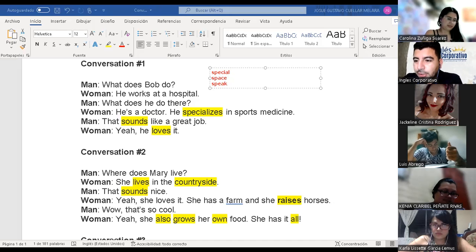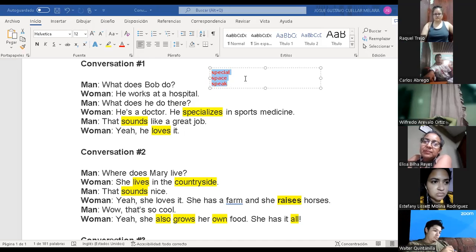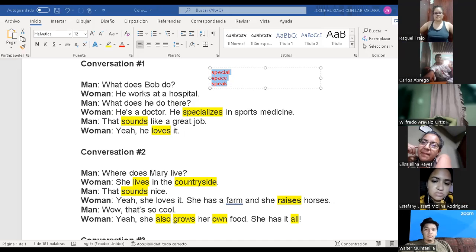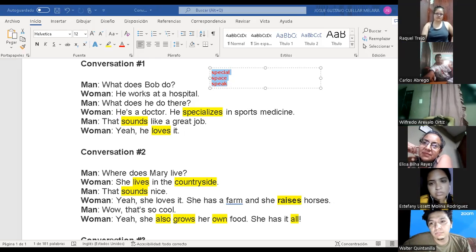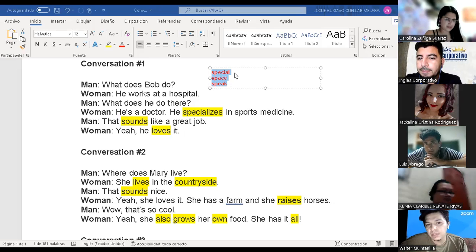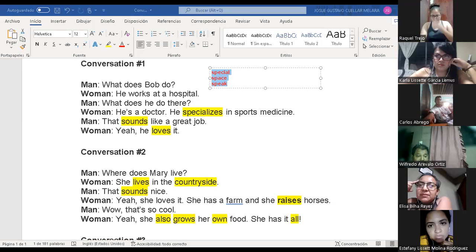Okay. Luis, pronúnciame estas tres palabras, please. And after Luis, we have Walter. Special, space, speak. Good, thank you. Walter, and after Walter, we go with Raquel. Ah, no, Raquel ya pasó. Después de Walter, vamos con Wilfredo. Okay, Walter. Special, space, speak. Okay, good, thank you. And Wilfredo. Special, space, speak. Thank you, Wilfredo.